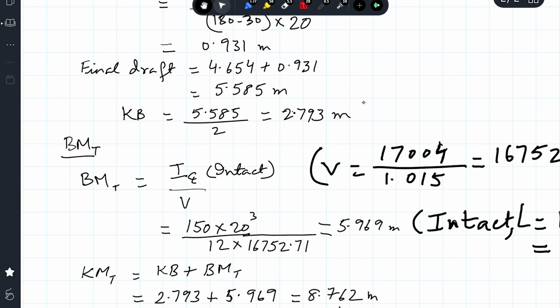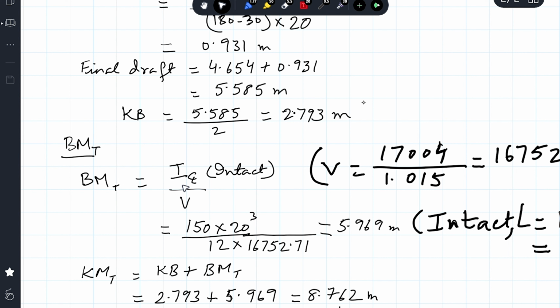Now to calculate GM, we need KM. And for KM, we need KB plus BM. So I got the KB here. What about the BM? Now to calculate BM transverse, I need the transverse moment of inertia upon the underwater volume of the intact portion, disregarding the damaged portion. Only the intact portion I consider.